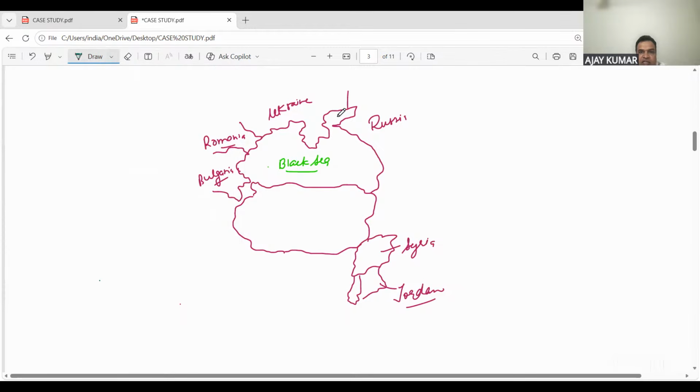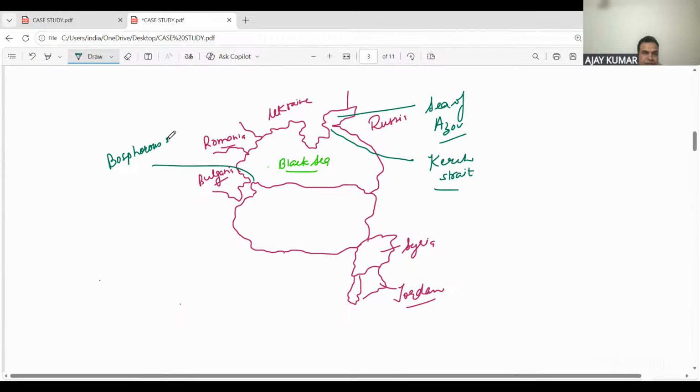This is the Sea of Azov. Sea of Azov. Okay, this one is a strait, that is the Kerch Strait. Okay, this one is the Bosphorus Strait. Okay, this one is the Sea of Marmara. And this one is the Dardanelles Strait.